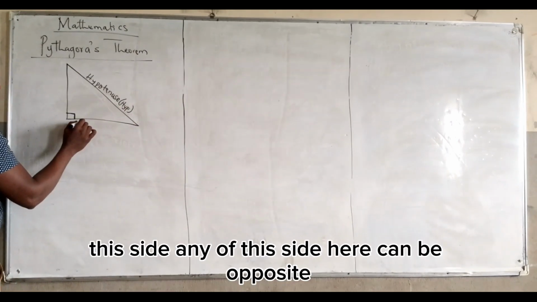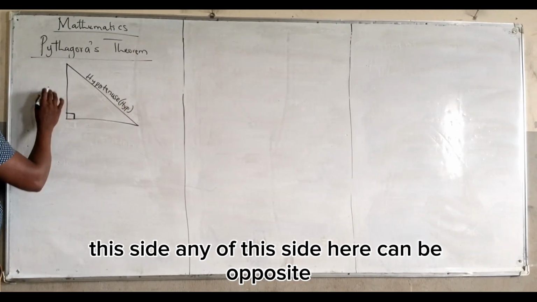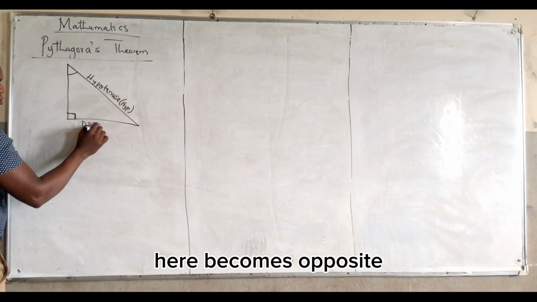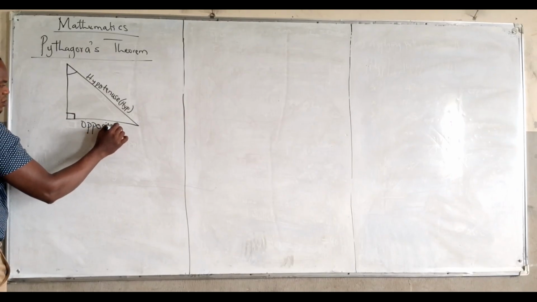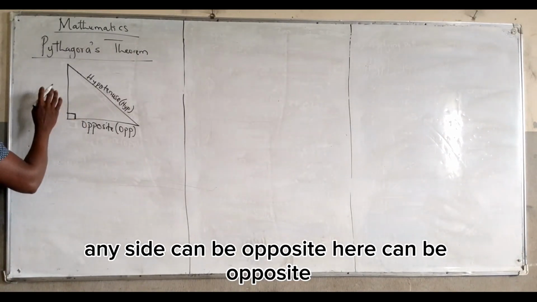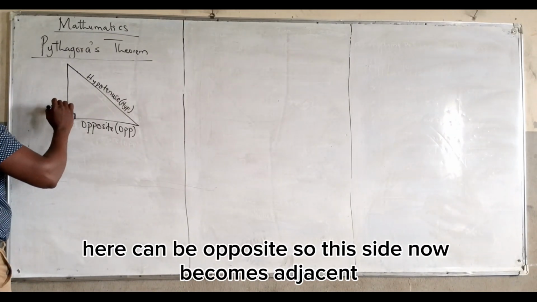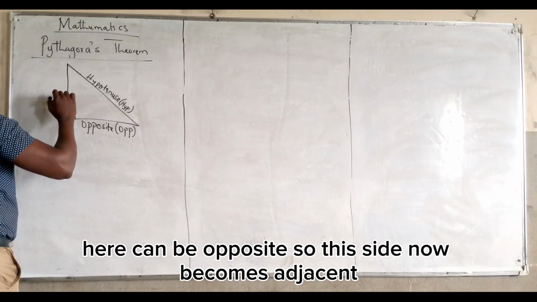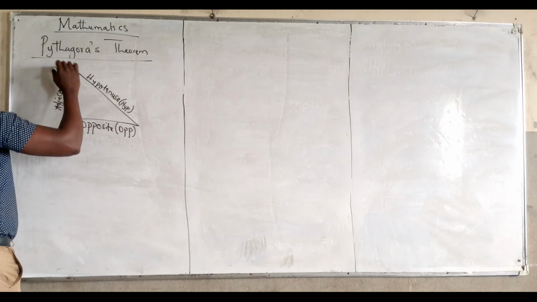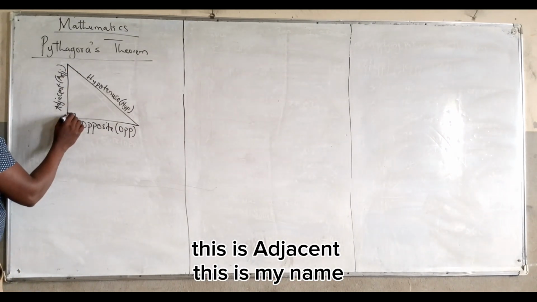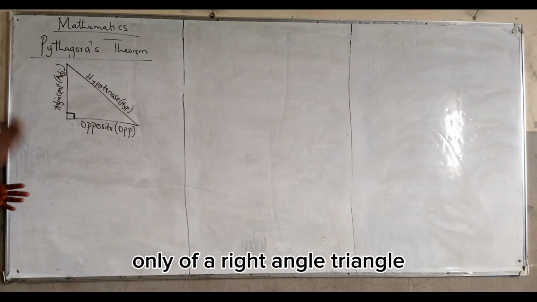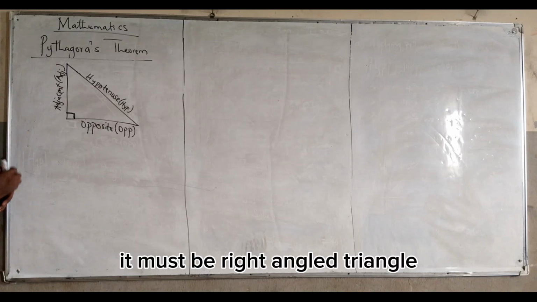Abbreviated as HP. Any of the other sides can be opposite. Since we are not specifying an angle, any side can be opposite, and then this side now becomes adjacent. This is my 90. Now we use Pythagoras to calculate sides only of a right angle triangle. It must be a right angle triangle.